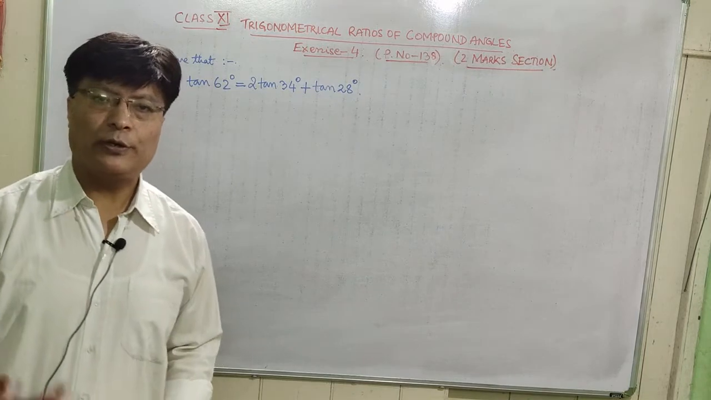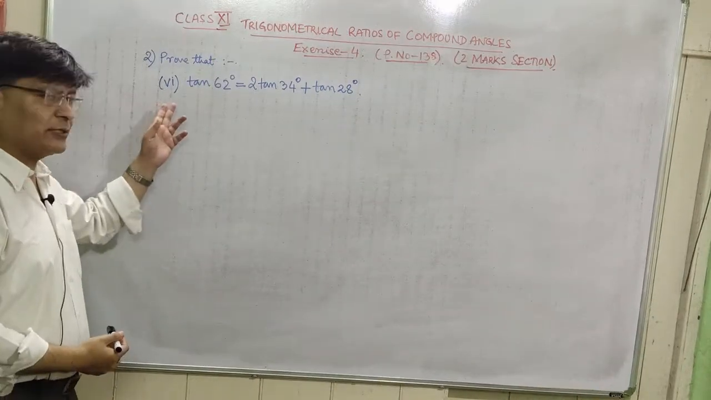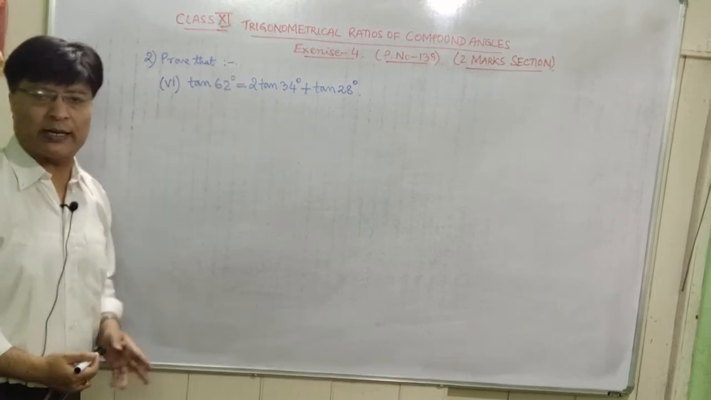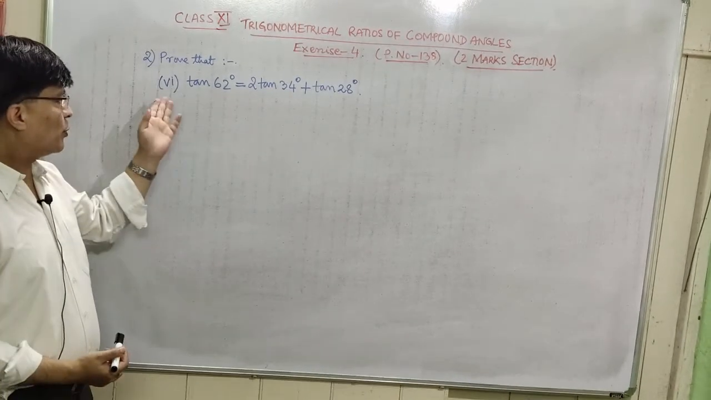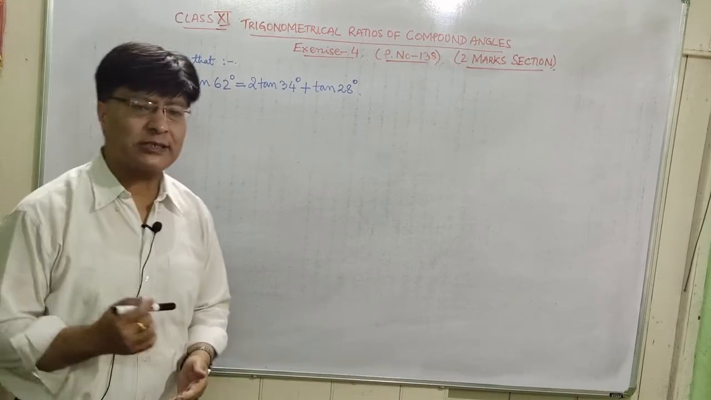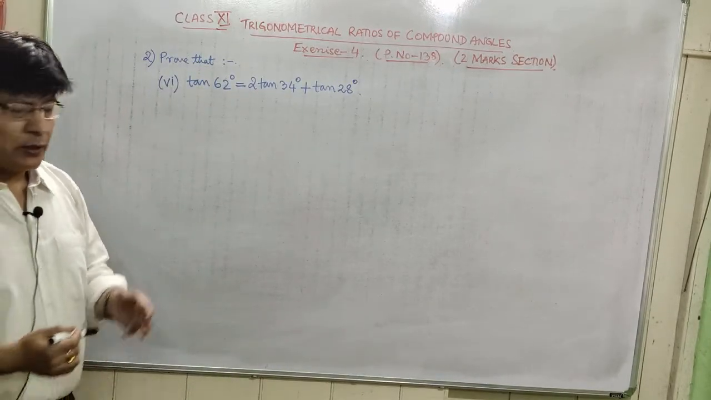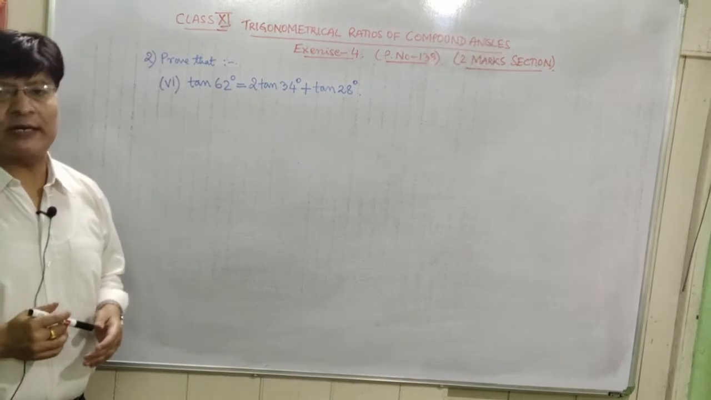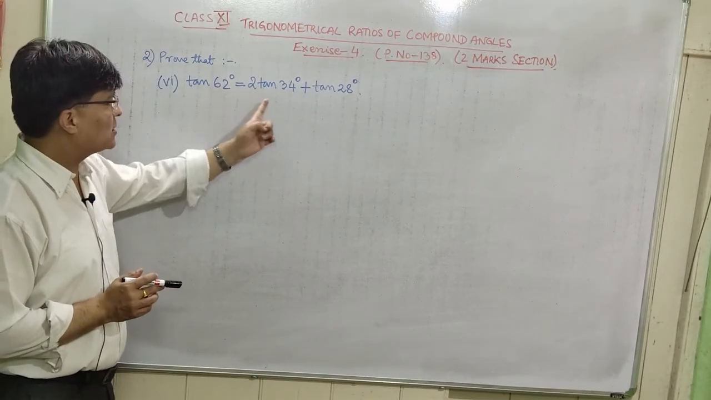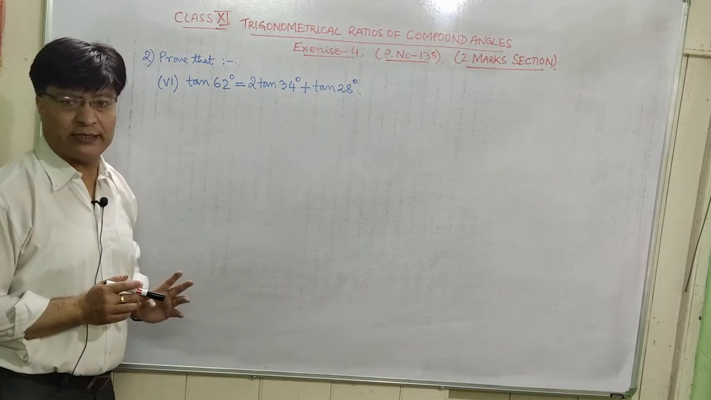So now we'll do the next question, that is question number 6. To prove that, you prove LHS is equal to RHS here also. So prove that tan 62 degree is equal to 2 tan 34 degree plus tan 28 degree. Here also we don't prove it from the left hand side, okay? So we can write this 62 degree as 34 degree plus 28 degrees, isn't it?